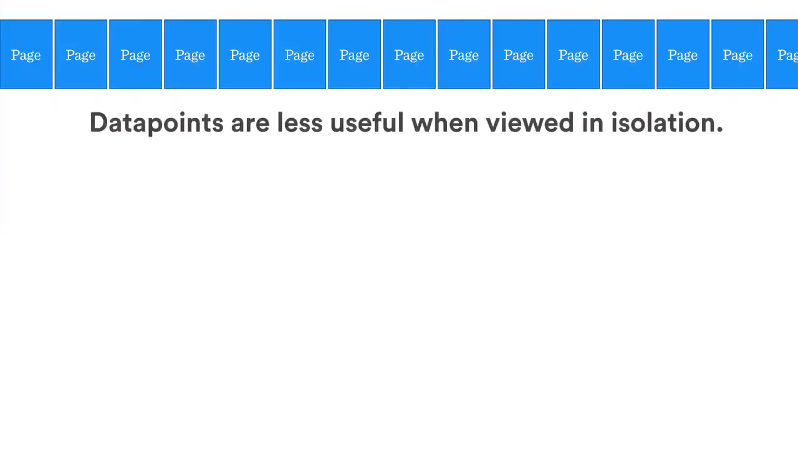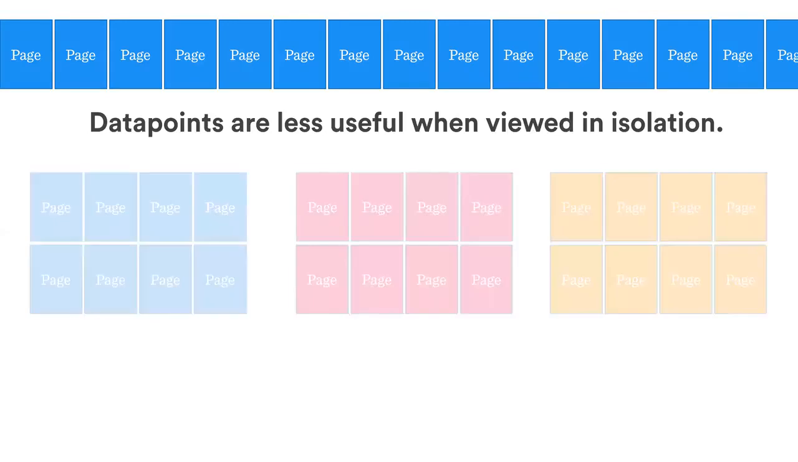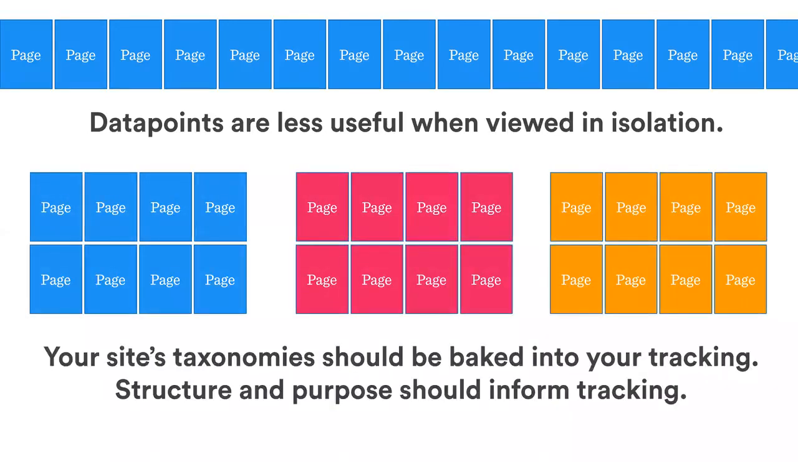Looking at data in isolation, looking at one article, can be a bit tedious. You can't find insights quickly. If you analyze all the content on your site page by page, it's going to take you a long time. So what you can start doing is integrating your site's taxonomy into your tracking. The structure and the purpose of your content should be informing your tracking.